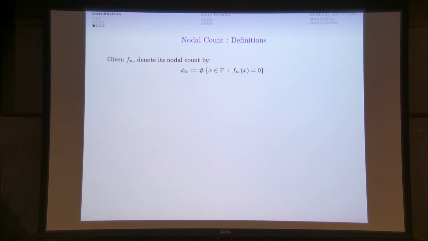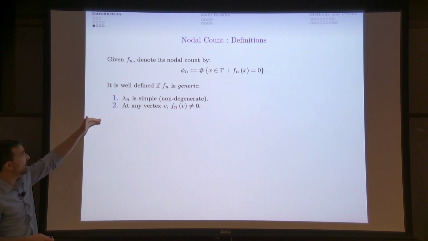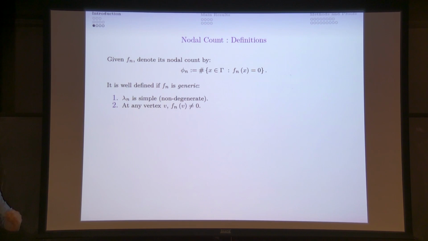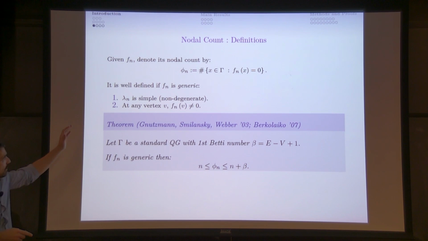And now this is equivalent to counting nodal domains up to a shift. So it is easier to just count the points where the eigenfunction vanishes. And it is well defined only if Fn is generic. When I say generic, I mean it satisfies two things. First, I want the eigenvalue to be simple, non-degenerate. Otherwise, I don't know which eigenfunction I'm talking about. And second, I want my eigenfunction not to vanish on vertices, because I don't want to explain how to count the zero on a vertex, with multiplicity or not. Throw it away.